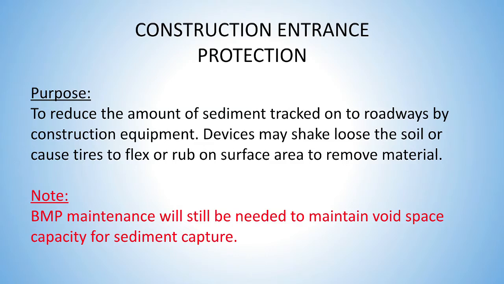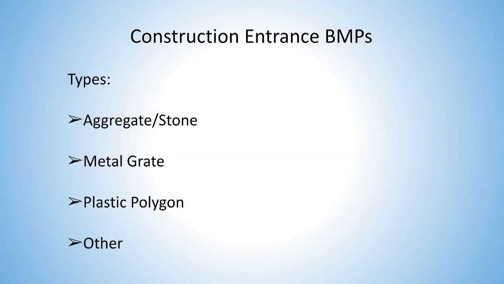You'll still need to do maintenance. If you have tracking devices, you'll still have to clean the roads, but it should be a reduced frequency of the maintenance on that. So types of entrance and anti-tracking devices fall into using aggregate or stone, some type of a metal grate system, or the plastic polygons, sometimes referred to as FODs. Those are some of the newer devices, and occasionally there are some other devices as well. I just kind of lumped that in there.